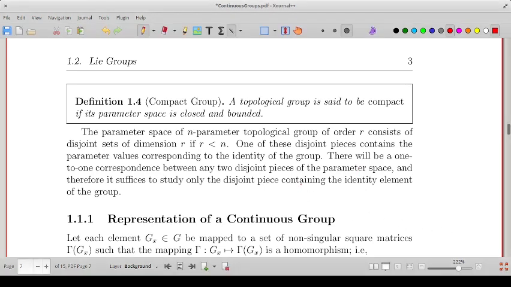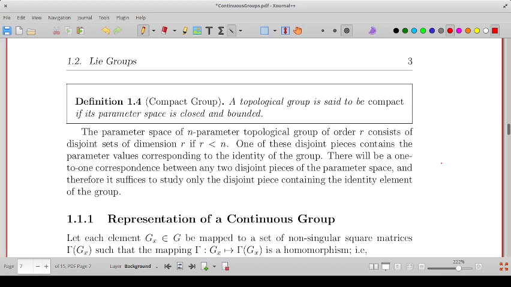Now, the parameter space of an n-parameter topological group of order R consists of R continuous parameters and n minus R discrete parameters, which take a discrete set of values. And the parameter space will contain disjoint sets, each of dimension R if R is less than n. And one of these disjoint pieces contains the identity element of the group.